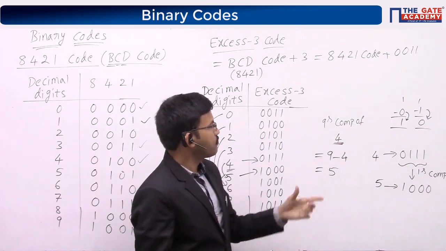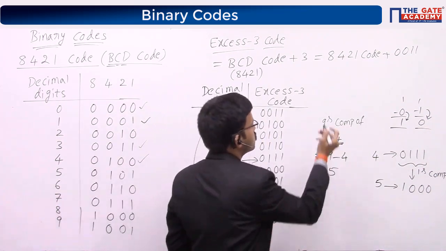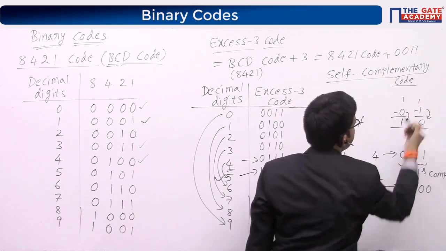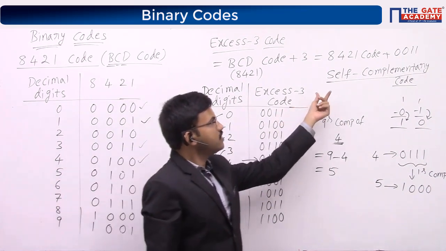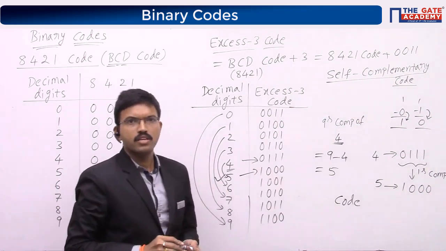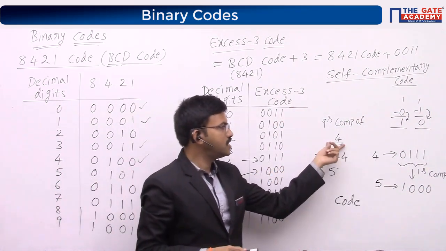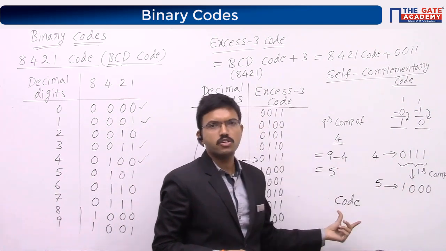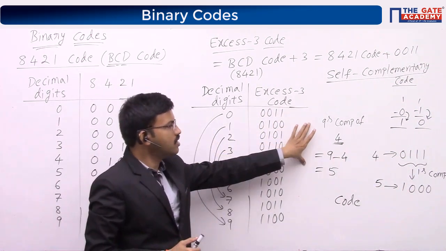You can write down this particular property as self-complementary code. Put the side heading: self-complementary code. If 9's complement of a decimal digit is equal to 1's complement of the code corresponding to it. You can write down an example for one case.